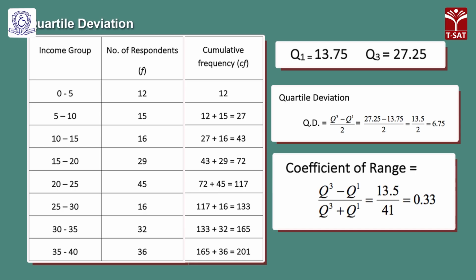Now let us calculate the coefficient of quartile deviation. (Q3 minus Q1) divided by (Q3 plus Q1), where Q3 is equal to 27.25 and Q1 is equal to 13.75. So by replicating these values in the formula, we are going to get 13.5 divided by 41, which is equal to 0.33.